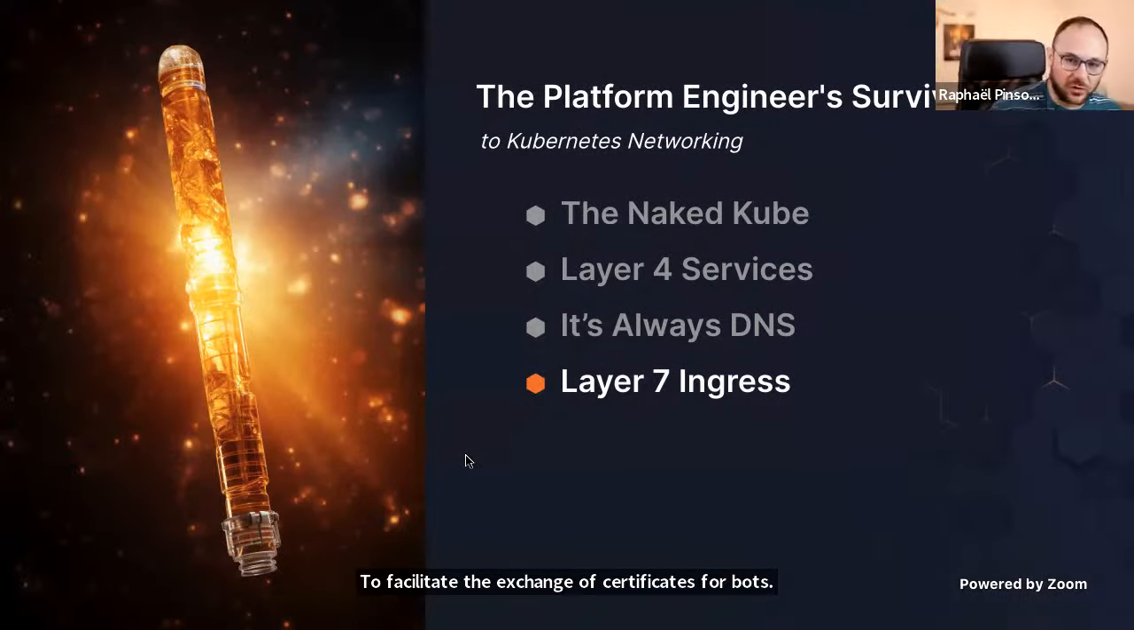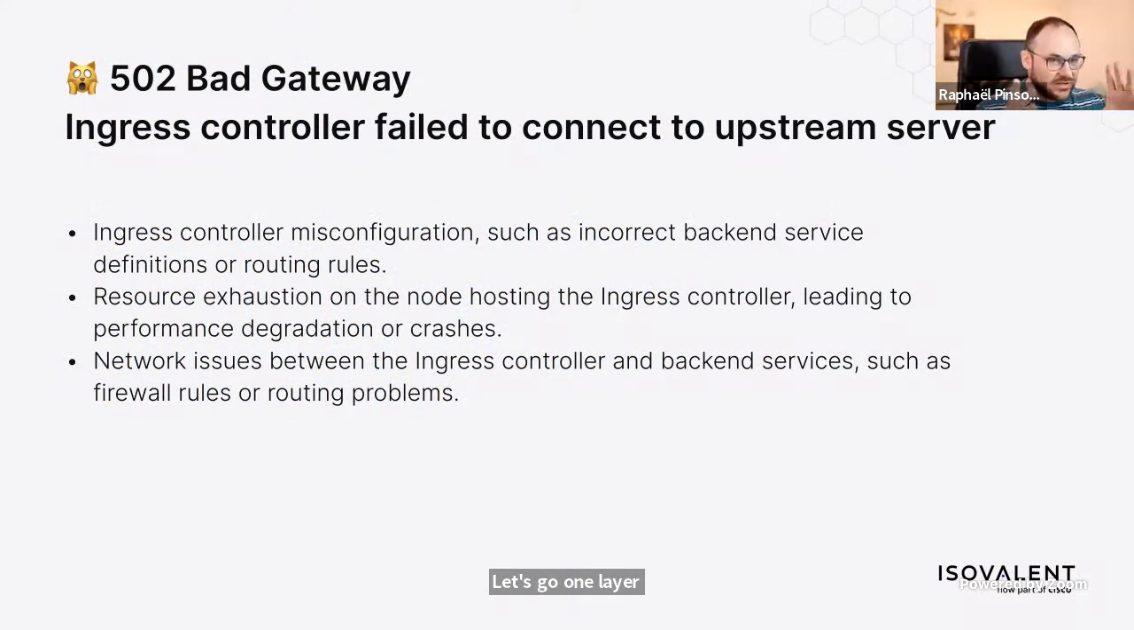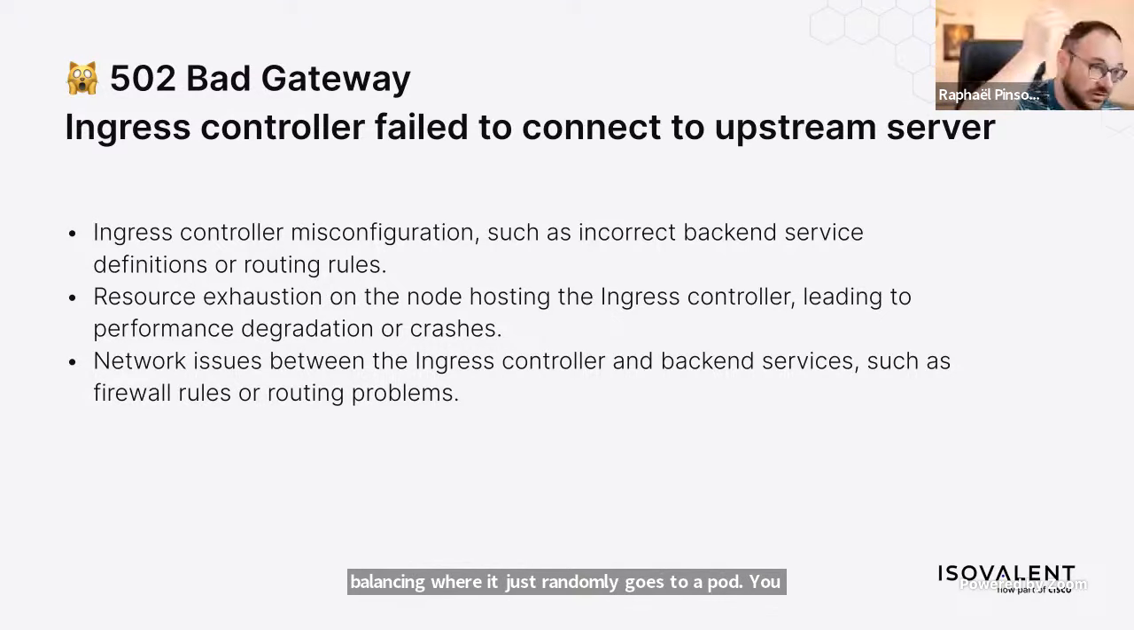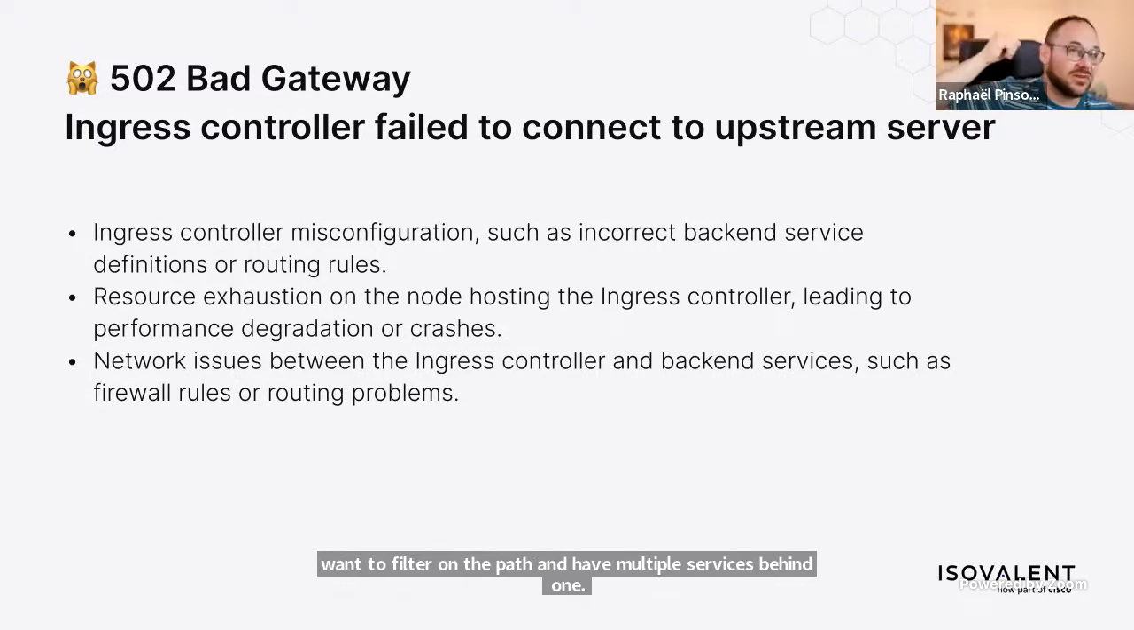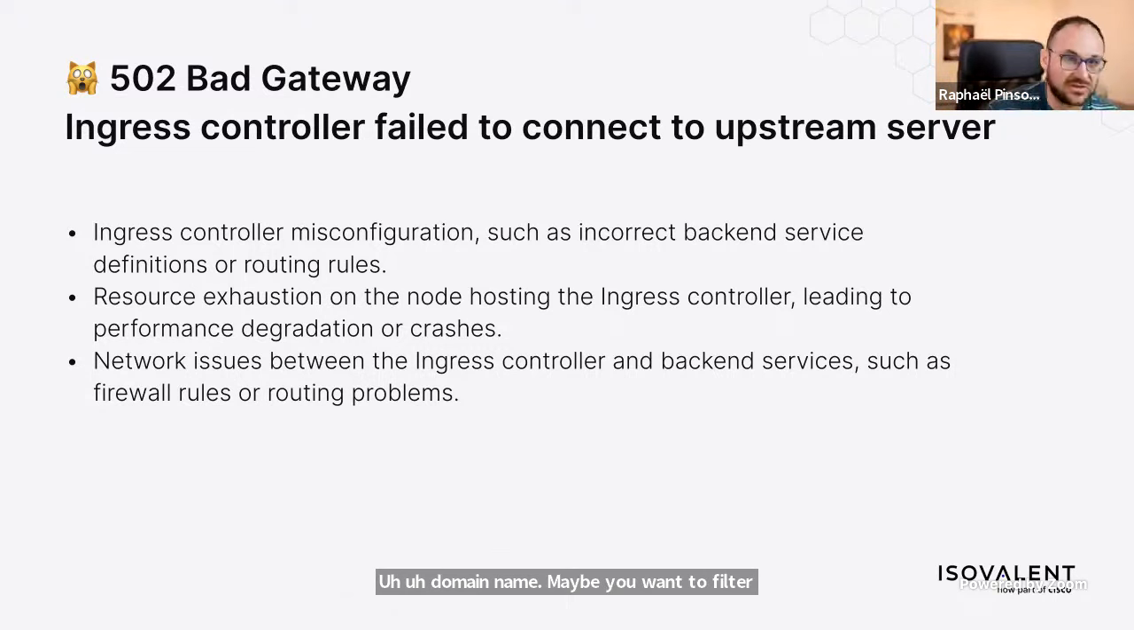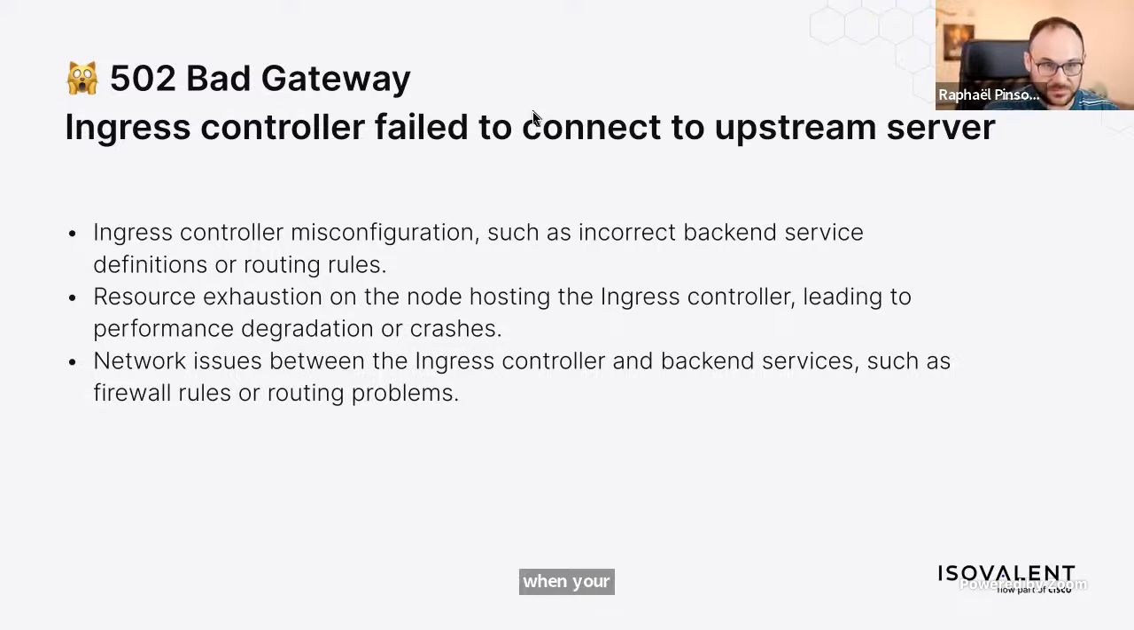Let's go one layer up and talk about layer 7. So in layer 7, you want to route traffic from the outside, but instead of just doing layer 4 load balancing, where it just randomly goes to a pod, you want something a little bit more advanced. Maybe you want to filter on the path and have multiple services behind one domain name. Maybe you want to filter on headers, or you want to do TLS termination. This is all layer 7 Ingress logic. And typically you'll get errors that are a little bit higher up, like 502 bad gateway, for example, when your Ingress controller doesn't know how to send traffic to the proper backend.